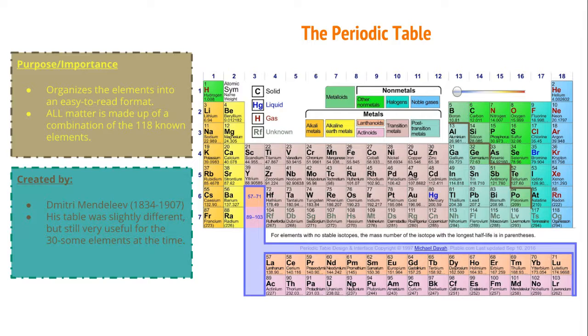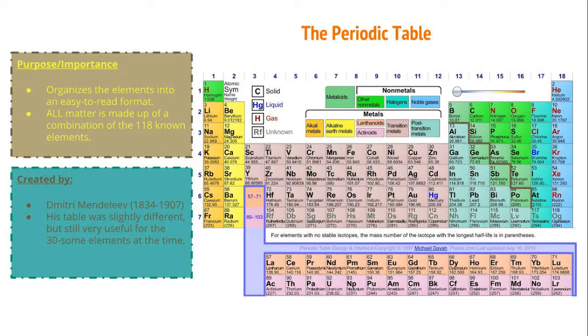Dmitry Mendeleev is the guy who is credited for coming up with the idea of the periodic table. He was born in 1834 and died in 1907. His table was a little different than the one we use today, but it was a very, very good system that he started us out with.